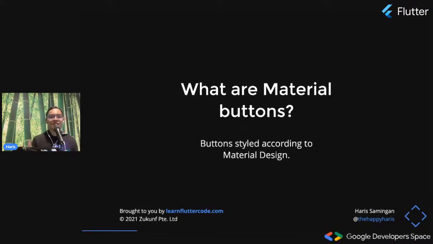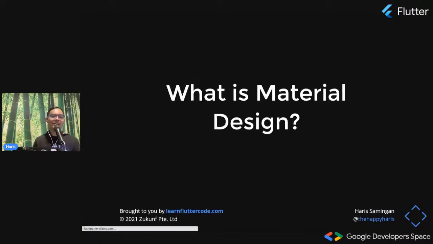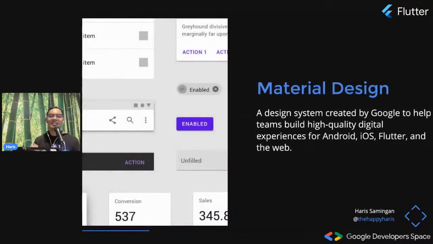So material buttons come from material design. And this material design is actually a design system that's created by Google to help teams build high quality digital experiences for Android, iOS, Flutter, and the web. So basically, Google's version of Bootstrap, right? And if you've done a lot of Flutter apps, when you import the library flutter material.dart, that is actually the material design library that you use.